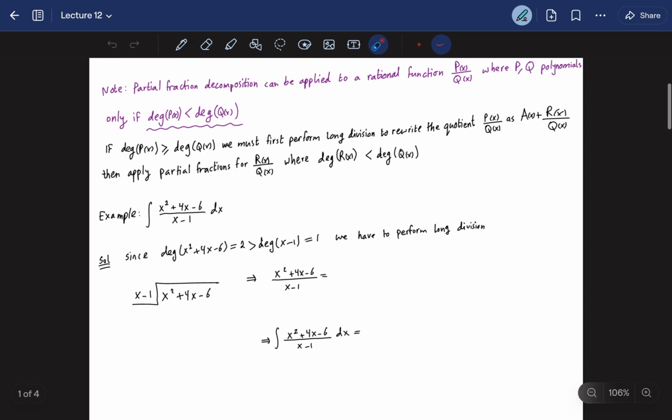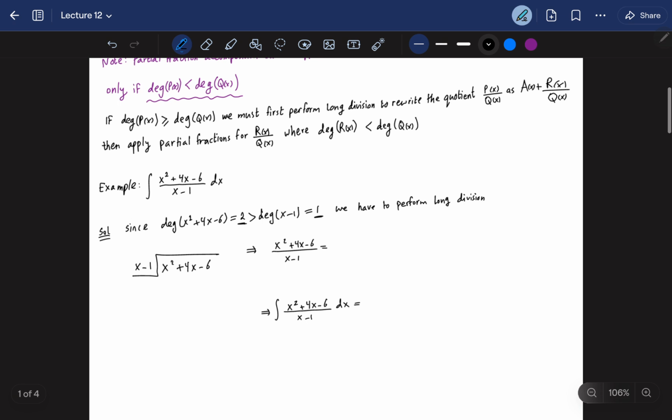Okay, so now let's look at this example. Here I have a polynomial divided by a polynomial, but the degree of the numerator is 2, which is bigger than the degree of the denominator, which is 1. So here we need to apply long division. To apply the long division, you always put the numerator inside of your long division and the denominator outside. So how do we perform long division?